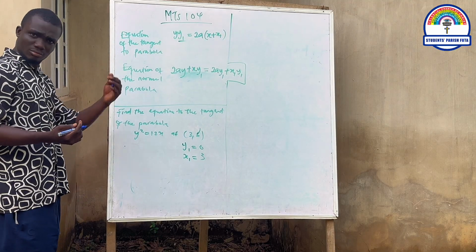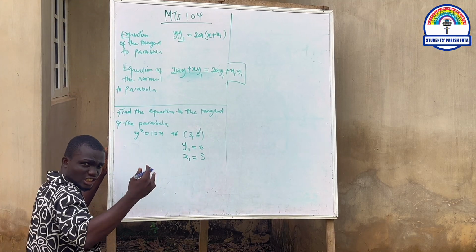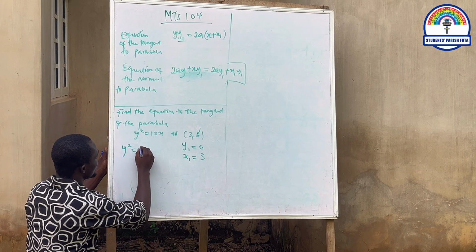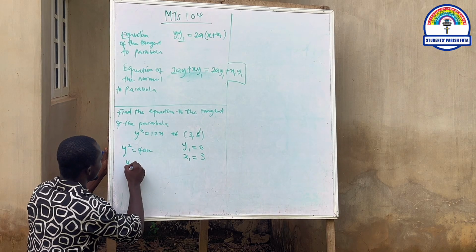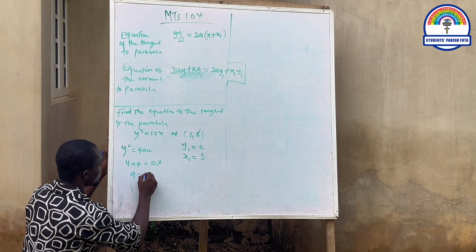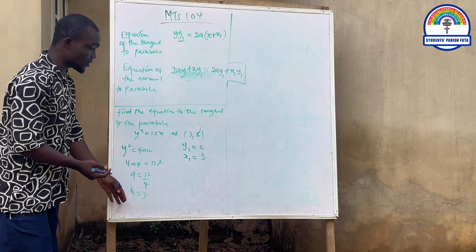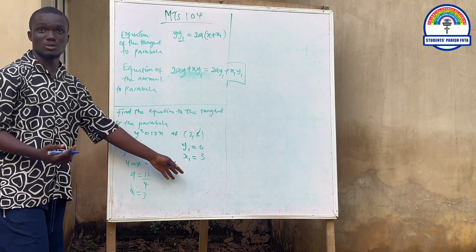Now to get a, you know how to get a. Compare it with the general equation y squared is equal to 4ax. So 4ax is equal to 12x, and our a is equal to 12 divided by 4, which is 3. So now we have a equal to 3, y1 equal to 6, x1 equal to 3.